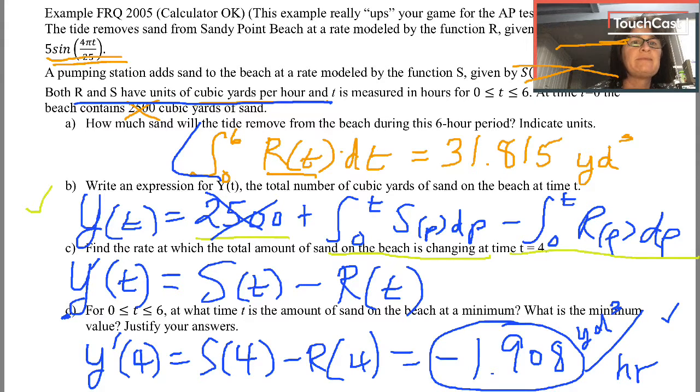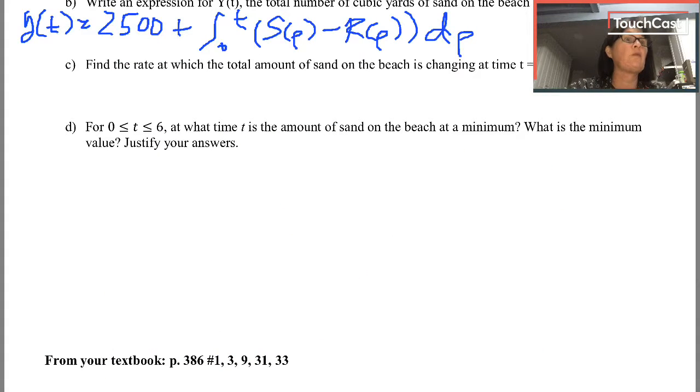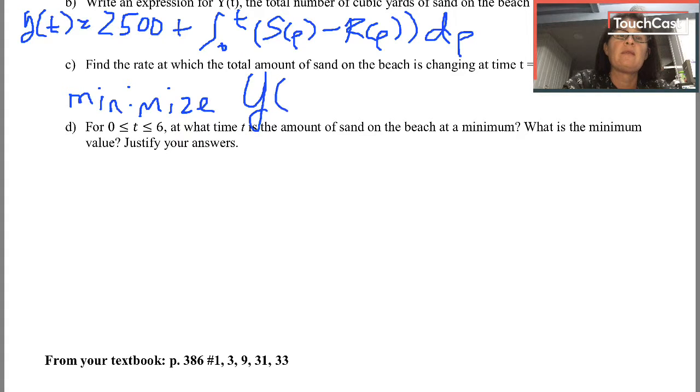All right, let's look at letter D. This last question is great because we have to bring back everything we remember about finding absolute extrema, and now we can use integrals to help us. If I want to know at what time t the amount of sand on the beach is at a minimum, that means I want to minimize the amount of sand on the beach. I've already written a function that tells me the amount of sand on the beach. I called it y of t. And just to be clear, I only care about the time interval 0 to 6.